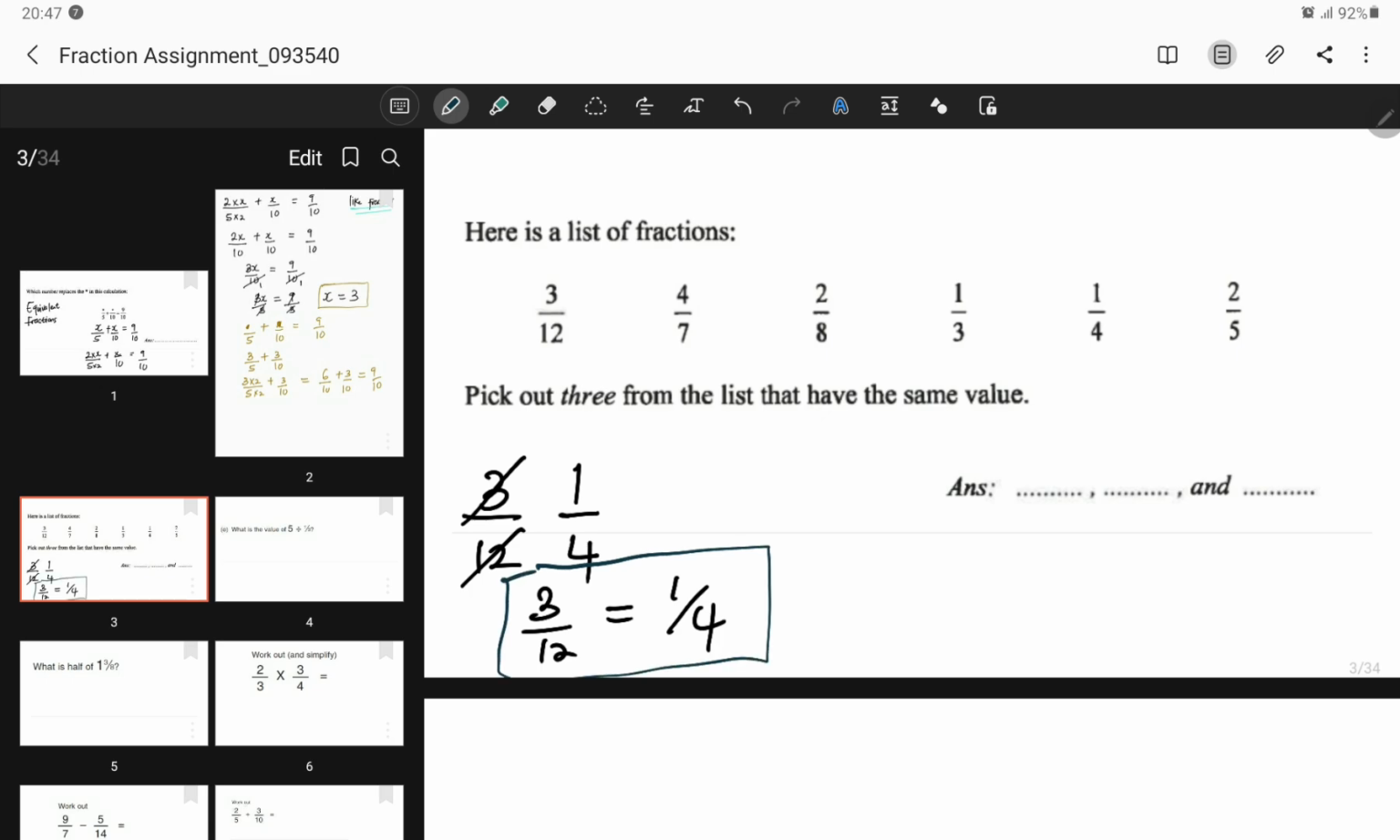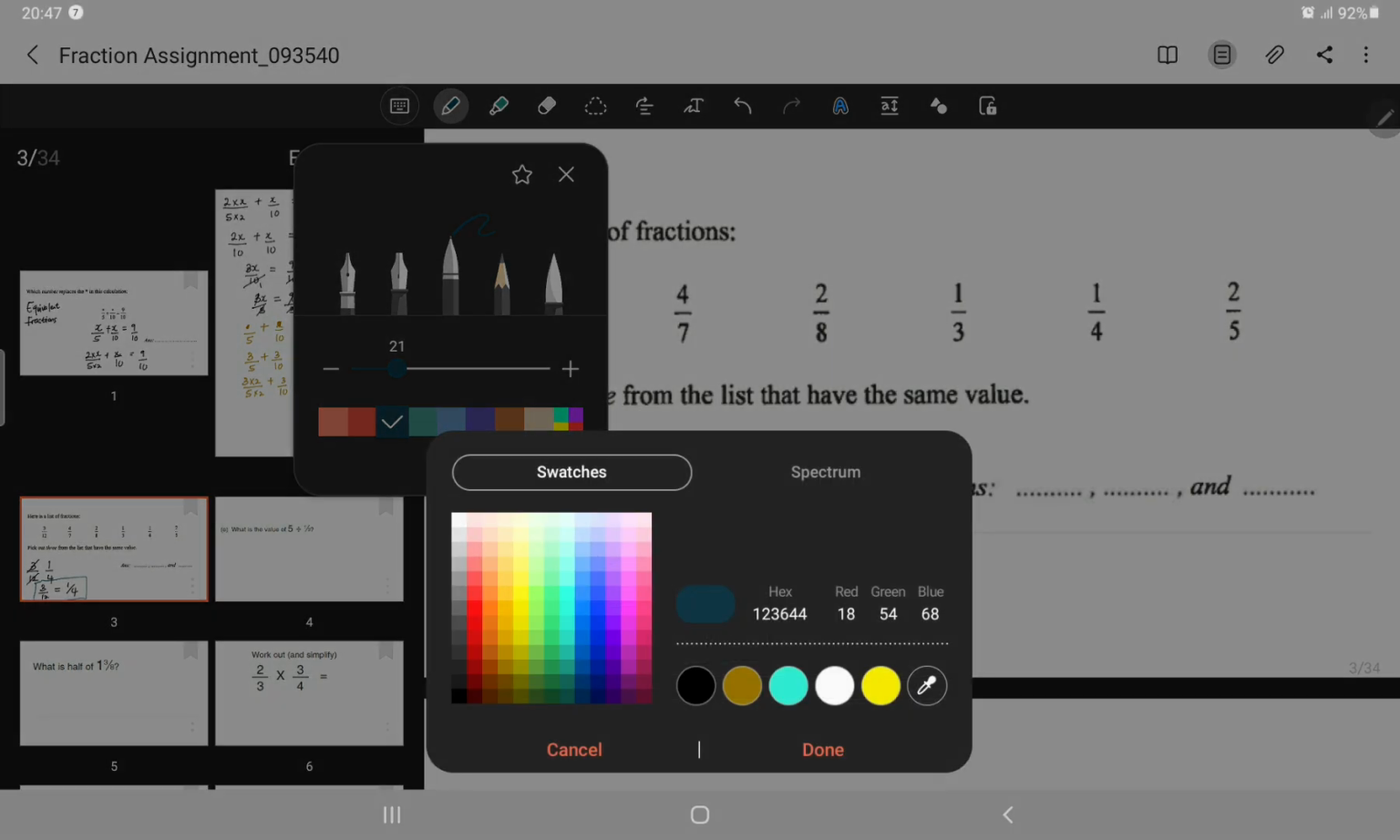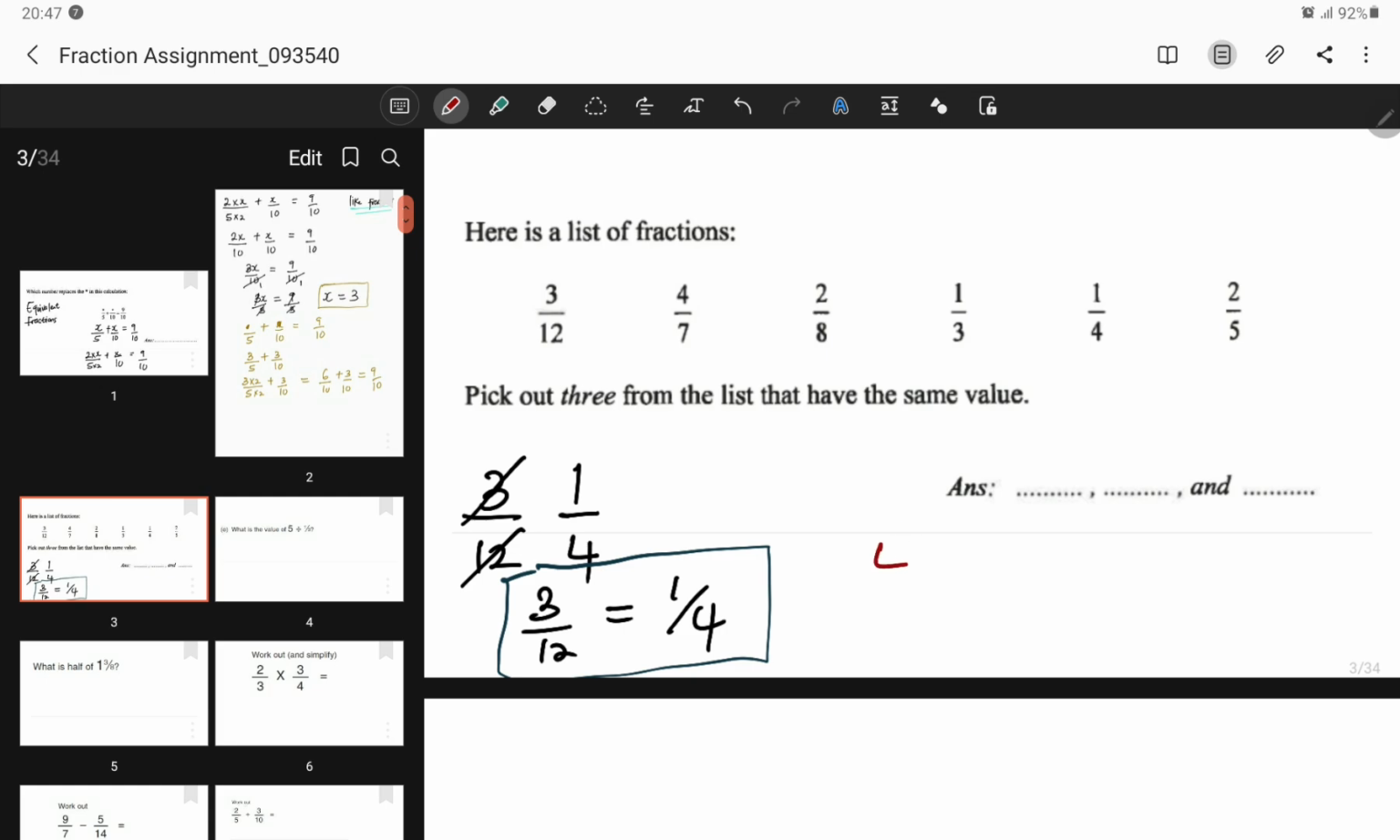Now we have 4 over 7. 4 over 7 is still 4 over 7. There is nothing that we can do about that. Then I have 2 over 8. 2 here will give us 1, 2 here will give us what? 4. So therefore, I also have that 2 over 8 is equal to 1 over 4. So let me box this as well.